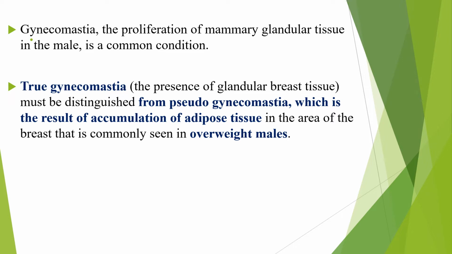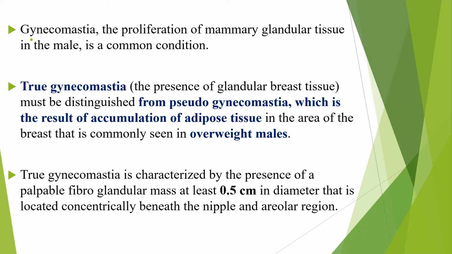So in overweight males, it is pseudogynecomastia. It is due to the accumulation of adipose tissue in the area of breast, whereas true gynecomastia is the presence of glandular breast tissue. So we have to distinguish just two things. True gynecomastia is characterized by the presence of a palpable fibroglandular mass at least 0.5 cm in diameter that is located concentrically beneath the nipple and the areolar region.